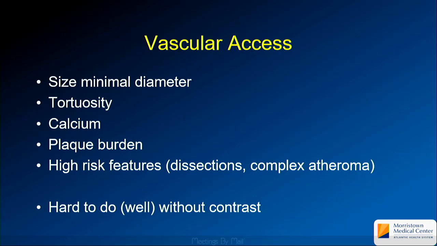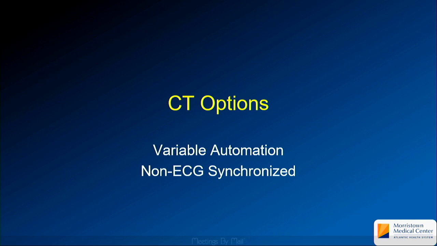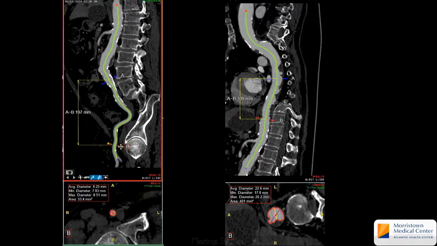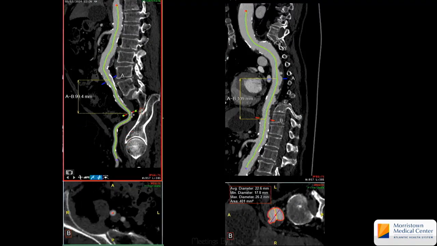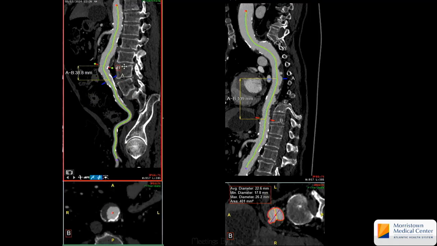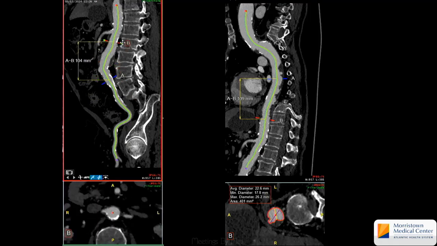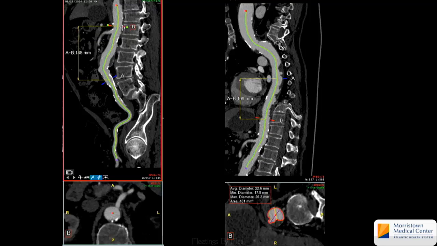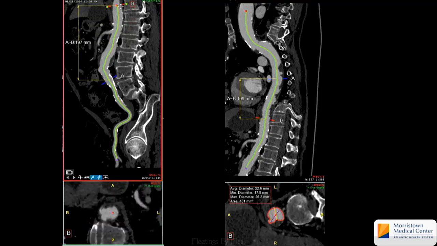Now, in terms of vascular access, what are we looking for? Minimal diameters, tortuosity, calcium, plaque burden, and high-risk features such as dissections and complex atheroma. This is really hard to do well, for sure, without contrast CT. The CT options offer variable automation, and for this particular application, it's non-ECG synchronized. So this is just an example of what tools we have. You can see the scrolling line going up, and if you look at the bottom, you can see beautiful rendering of the short axis of the aorta at the level of the moving line.